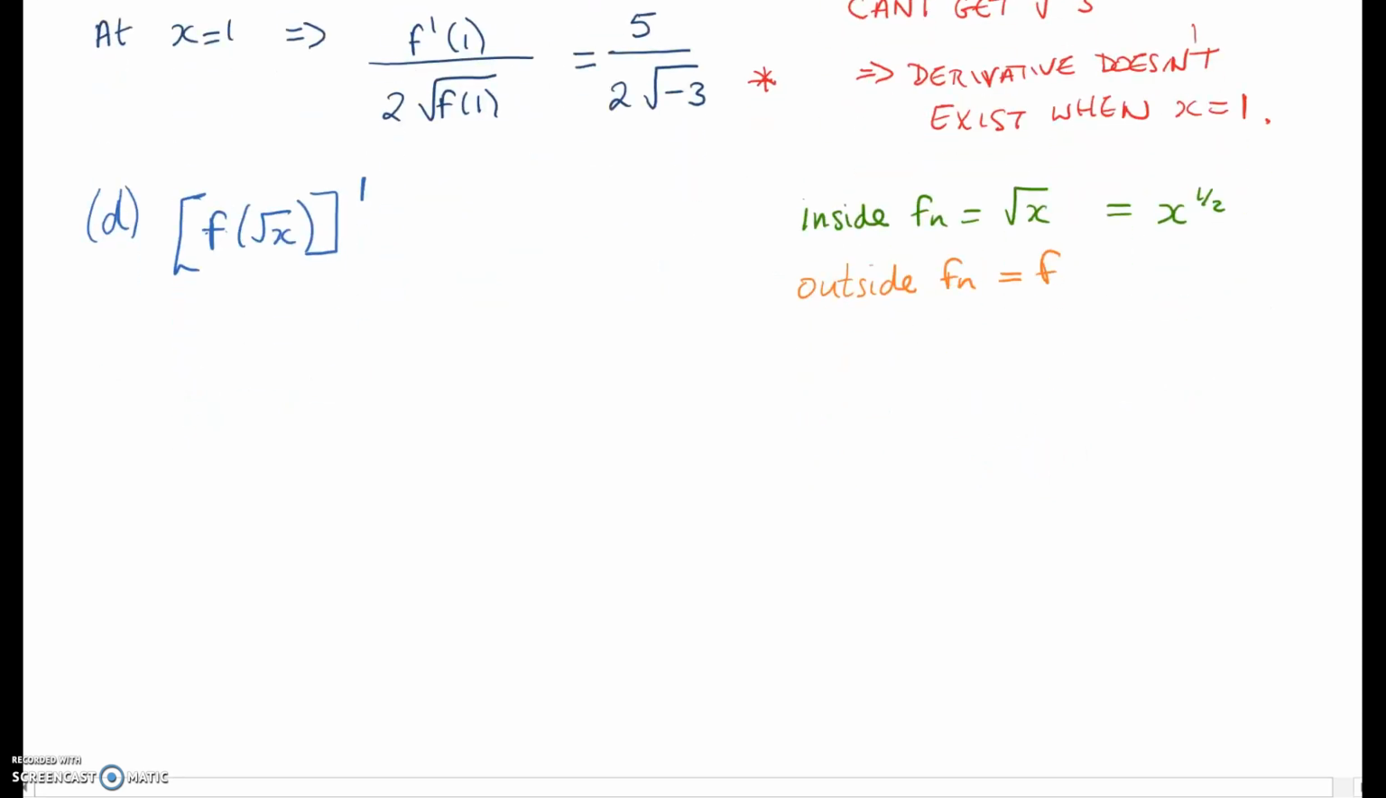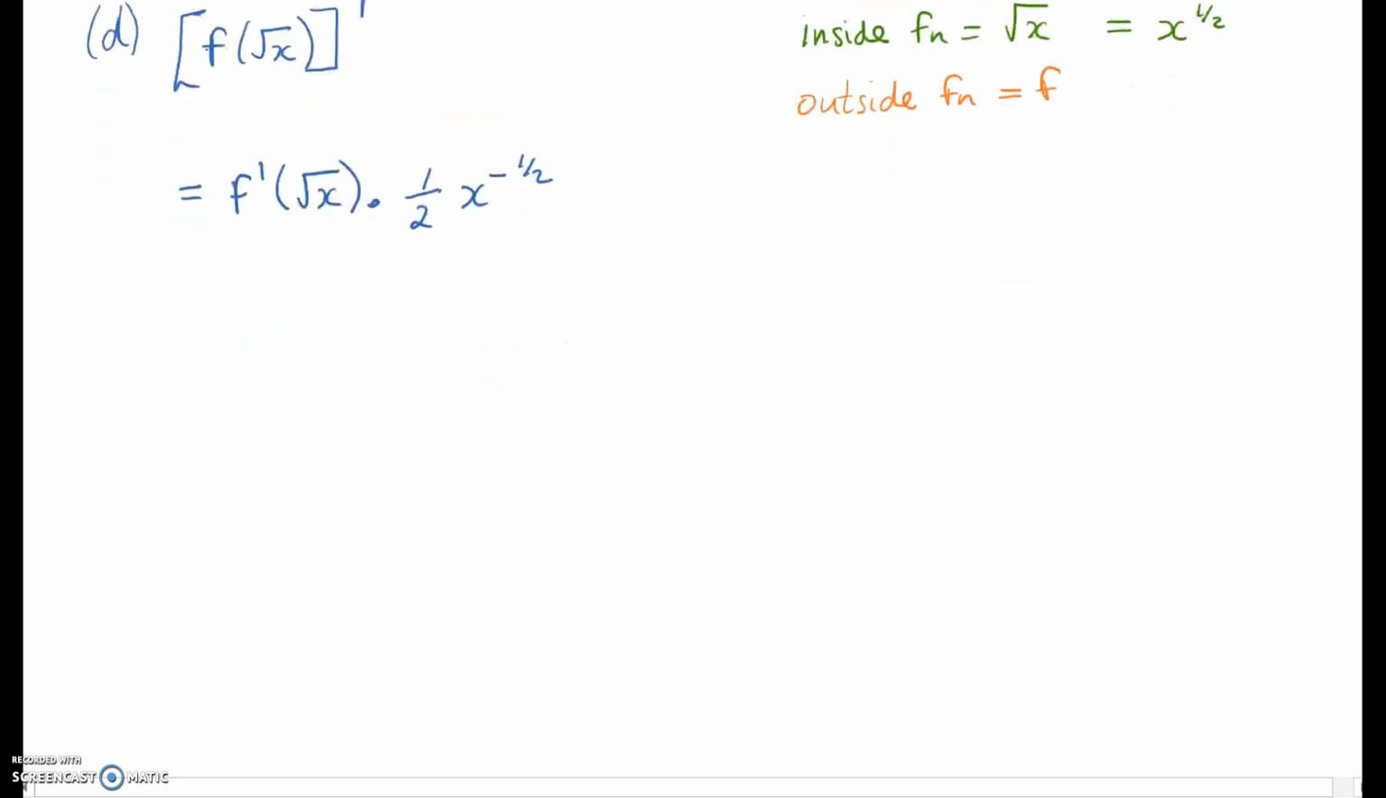And the chain rule, remember, says that the derivative is going to be the derivative of the outside function, so f prime, keep the inside as it is, so the square root of x, by the derivative of the inside function. We multiply by the derivative of the inside function, which will be 1/2 x to the negative 1/2. Or this becomes f prime of the square root of x over 2 times the square root of x.